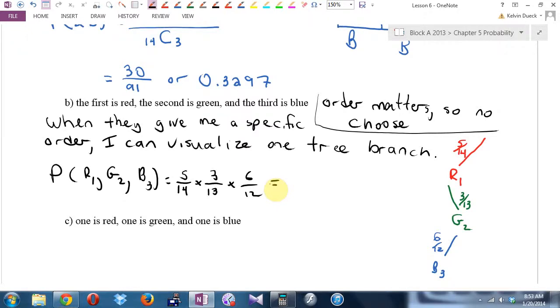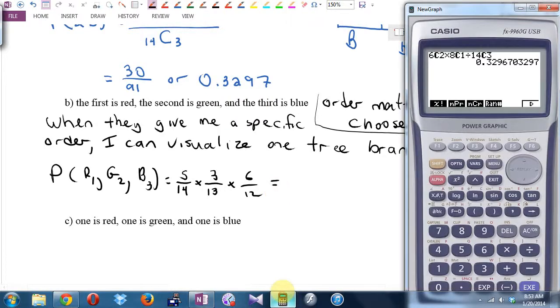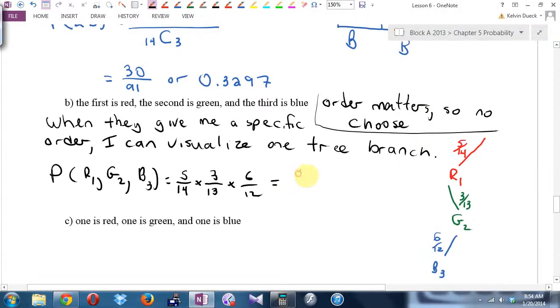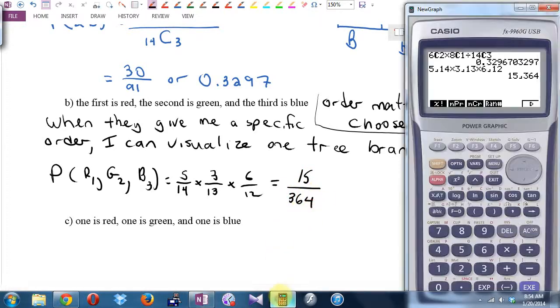What do you get? I'm going to use the fraction button. 5 fraction 14 times 3 fraction 13 times 6 fraction 12. Do you get 15 over 364? Or am I wrong? Yes? So when I say what do you get, next time you guys can say that, 15 over 364. Or if you want it as a decimal, 4.12%.